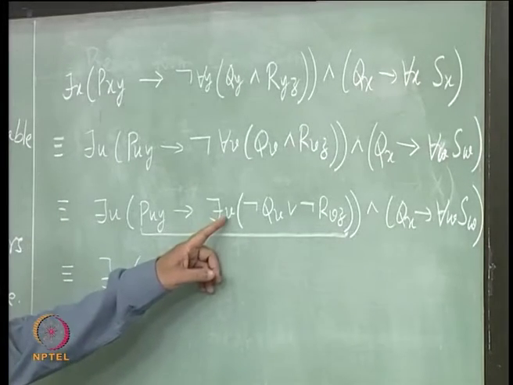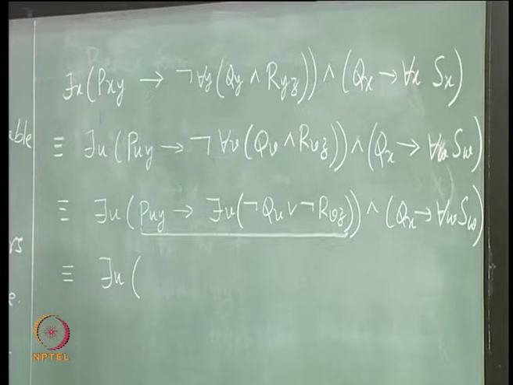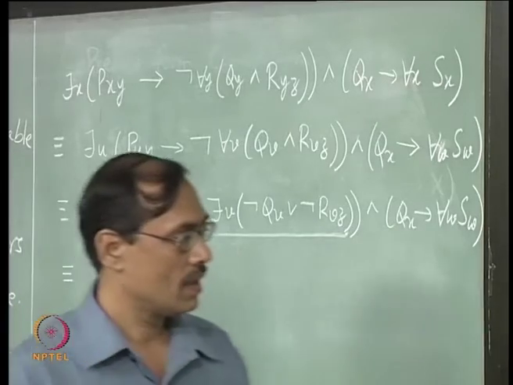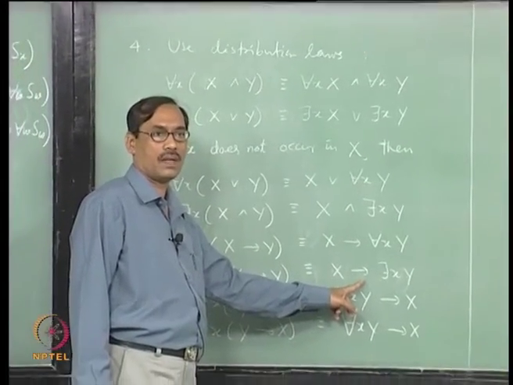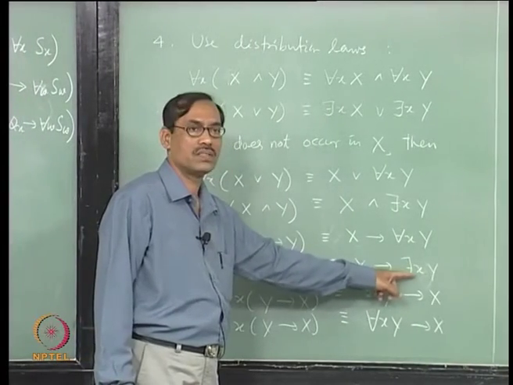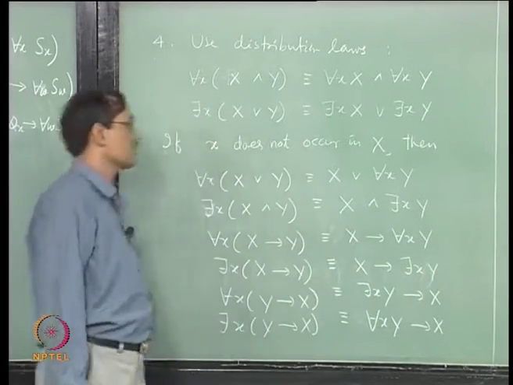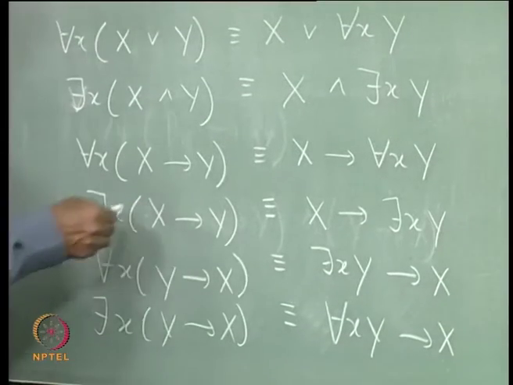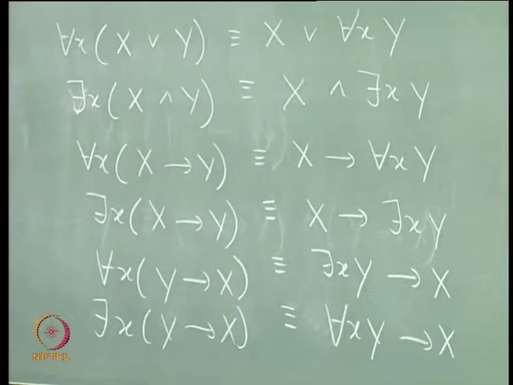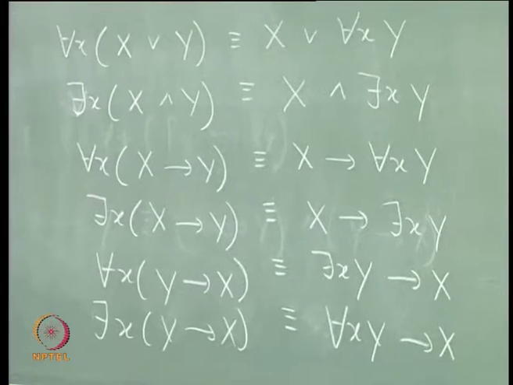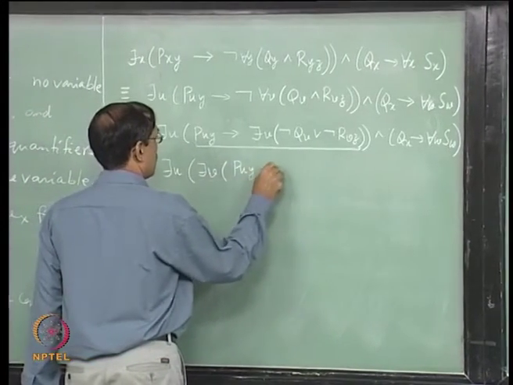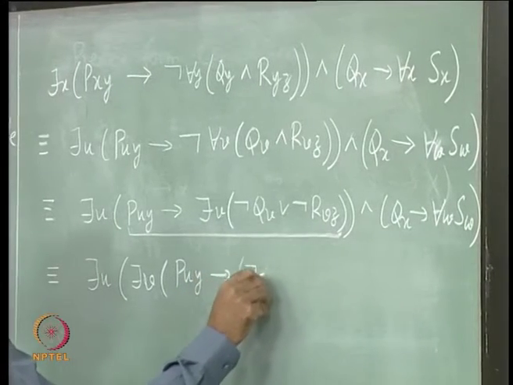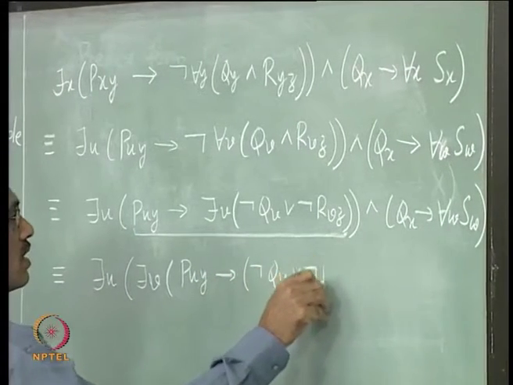So, this ∃v can be pulled directly, right. Which law are you using? X implies ∃v, something like this, right. Something implies ∃x, something else. So, that gives you ∃x will come to the beginning. So, that gives ∃v, p u y implies not q v or not r v z.